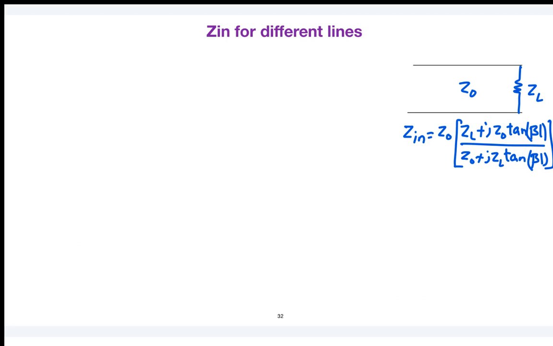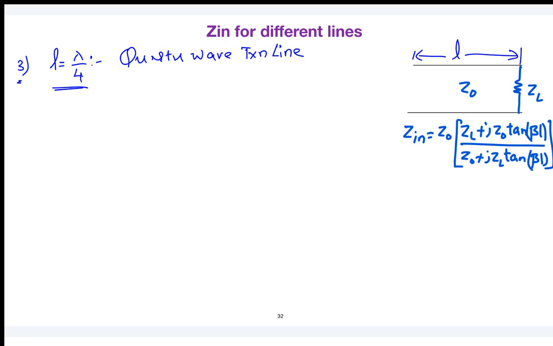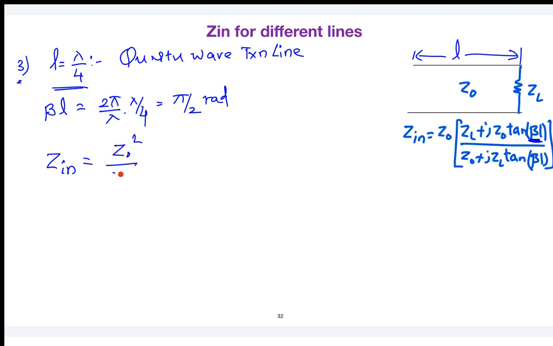Okay, so the next case, the third case, let us consider the length of the line is 1/4 of the wavelength. This is said to be a quarter wave transmission line. If the length of the transmission line is exactly lambda by 4, first calculate beta L, the electrical length. Beta L is equal to 2 pi by lambda into lambda by 4, so you get pi by 2 radians. Can you tell me the input impedance in that case? Substitute beta L equal to pi by 2. Tell me what value you are getting. Z0 square divided by ZL. Correct?